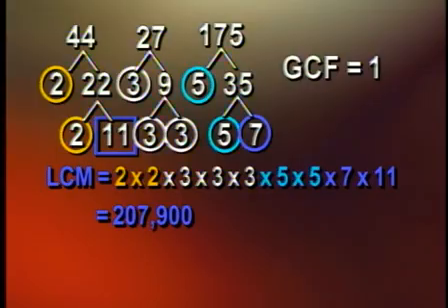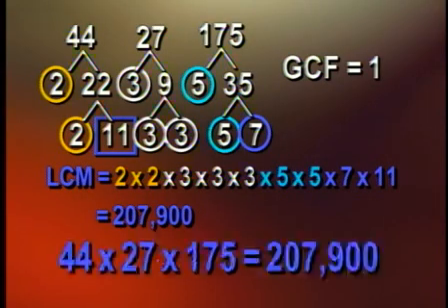207,900. Since there are no common factors in any of the numbers, the actual LCM is the product of the three numbers. 44 times 27 times 175 is 207,900. The LCM, the least common multiple of those three numbers.